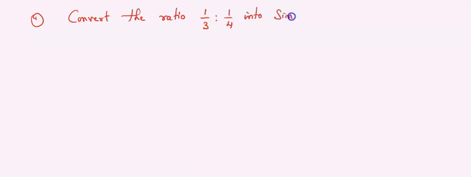First question, copy down. Convert the ratio 1/3 is to 1/4 into simplest form. Solution. देखिए बेटा, आपको अगर क्वेश्चन इस तरह से दिया गया है कि आपको कन्वर्ट करना है 1/3 is to 1/4, ये जो रेशियो है इसको सिंपलेस्ट फॉर्म में कन्वर्ट करना है. How do you convert this? Can you tell me how will you convert this ratio 1/3 is to 1/4?